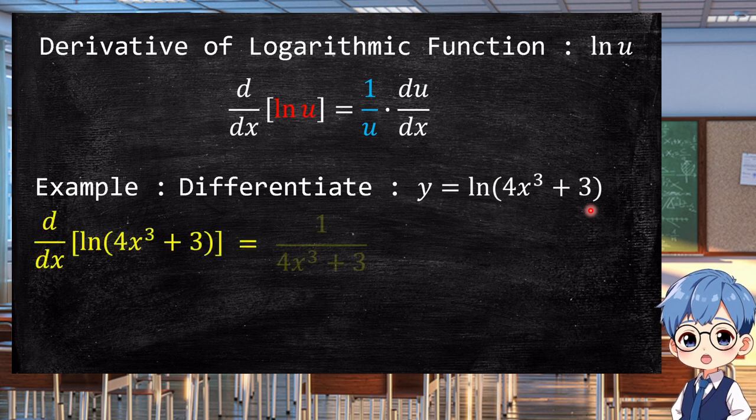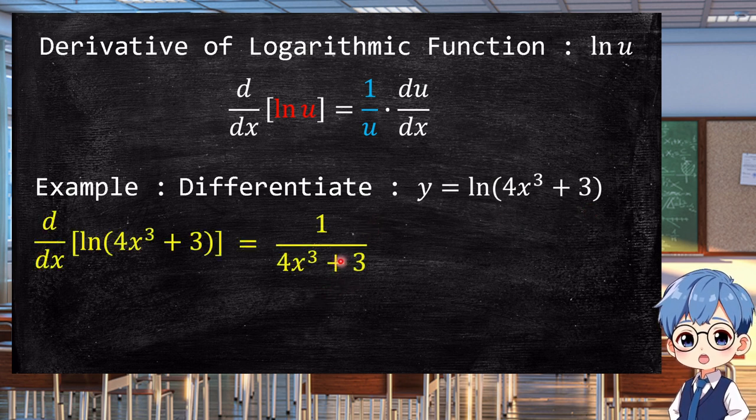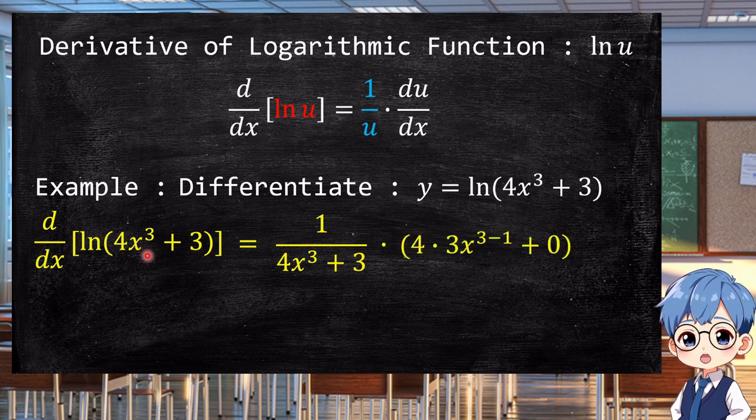So we just have 1 over 4x cubed plus 3. Because it's 1 over u, just copy whatever is inside the parenthesis here, or the input value, in the denominator. And then, of course, don't forget to multiply the derivative of u. So again, our u is 4x cubed plus 3.